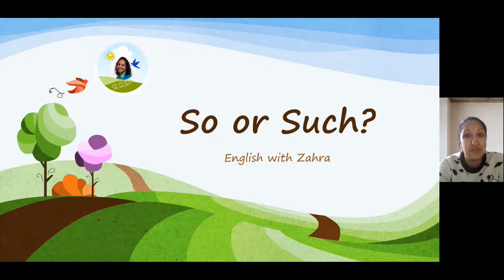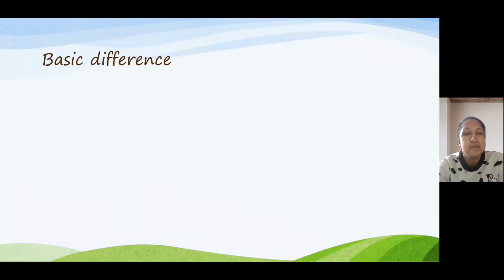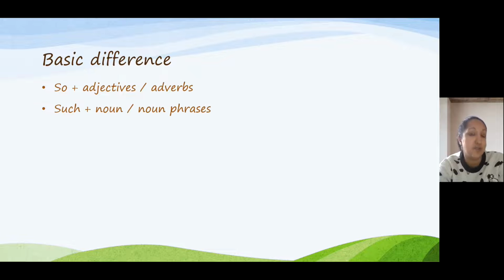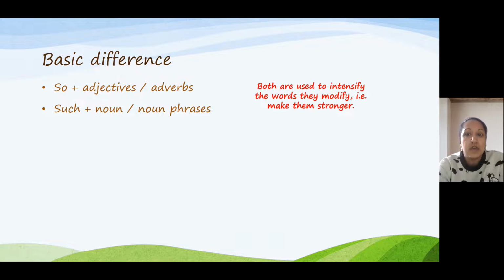Are you confused between so and such? Let's look at the difference. Basically, so is followed by adjectives or adverbs, whereas such is followed by a noun or a noun phrase. Both are used to intensify the words that they modify. So basically, they make the words that follow them stronger.